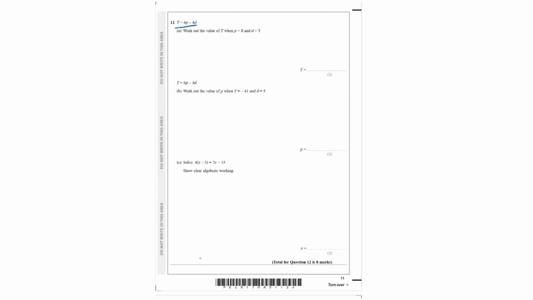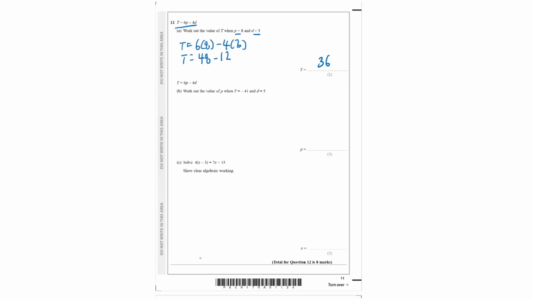T is equal to 6p minus 4d. Work out the value of t when p is equal to 8 and d is equal to 3. So we can substitute. t is equal to 6p, which is 8, minus 4d, which is 3. So we have t is equal to 6 times 8, that is 48, minus 4 times 3, so that's 12. So t is equal to 48 minus 12, which is 36.